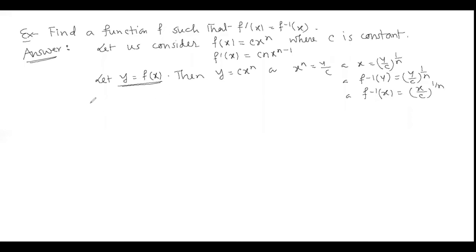So if f dash x, the derivative of f(x), is equal to f inverse x, if this occurred, then f dash x is equal to c into n into x to the power n minus 1, and f inverse x is equal to (x/c) whole to the power 1/n. Clear?